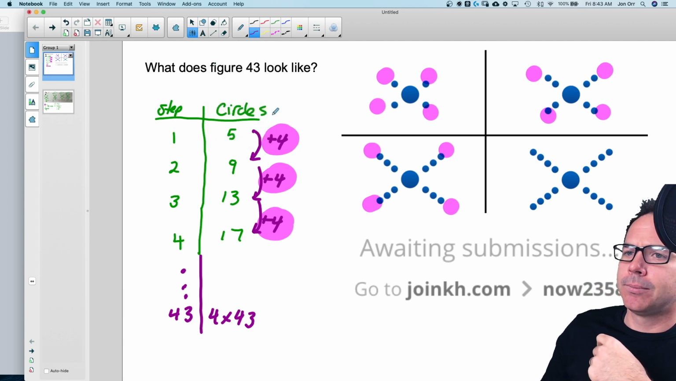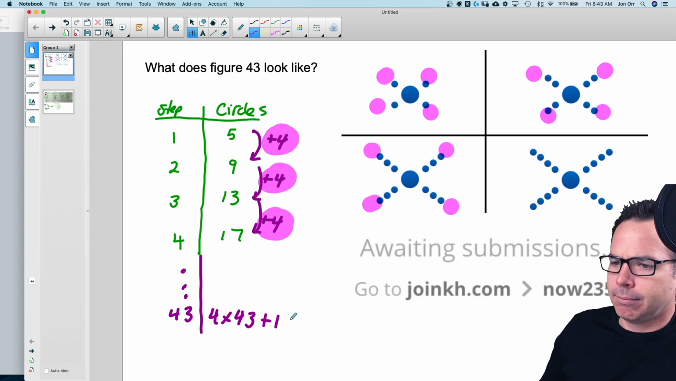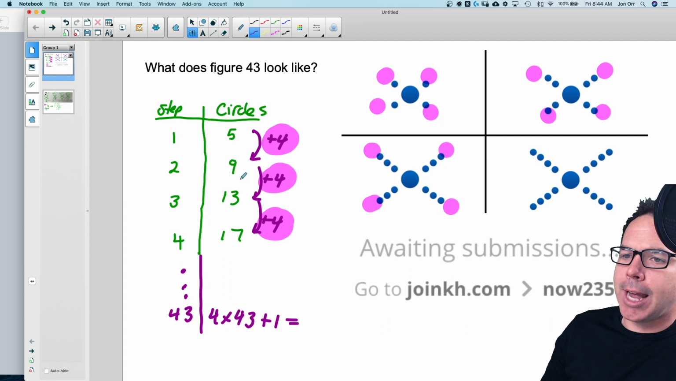Each time you times by 4, but then you add 1. You gotta add the middle circle. You gotta add that 1. You can see that same strategy has to exist here in the table. We gotta add that 1 because if I just multiply each of these by 4, it doesn't work. I need to get these numbers exactly. So that's how we get 173 as well over here.